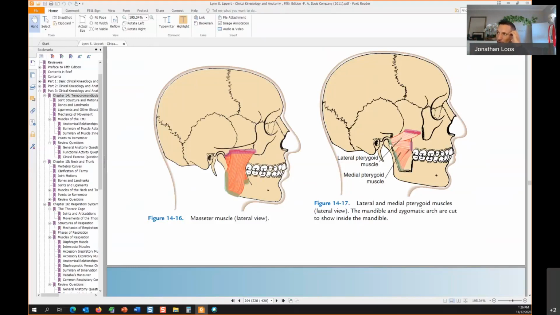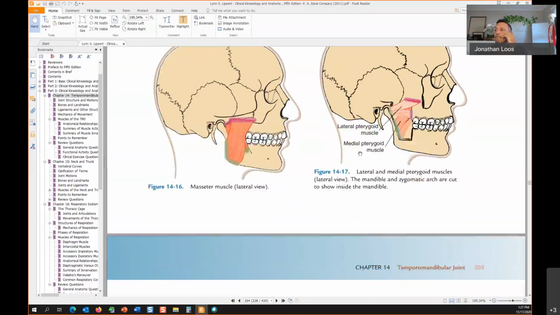You have the pterygoid muscles. You have the lateral and medial pterygoids, and these are internal, so you would actually have to put your hand in your mouth to feel these. These are more stabilizing, but they are involved in closure as well. But they can also be involved in opening, depending upon jaw positioning.